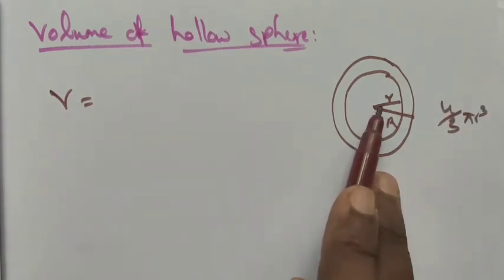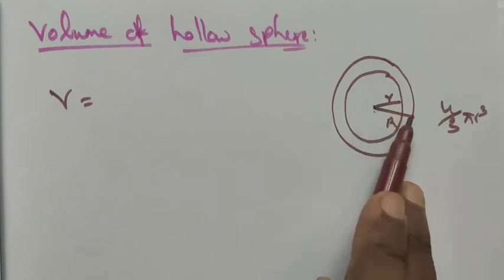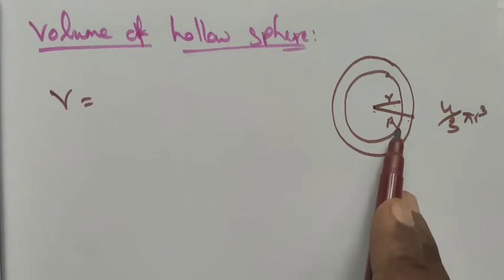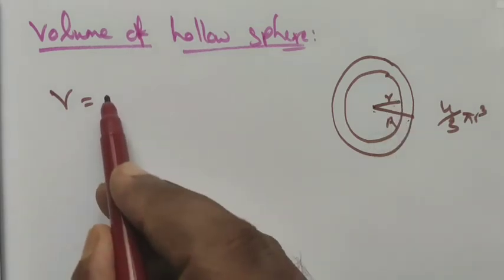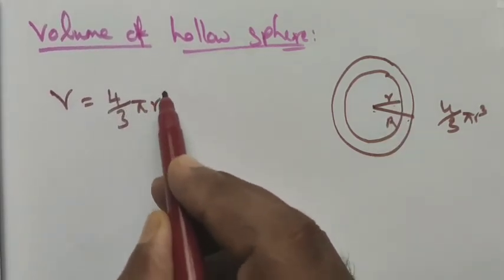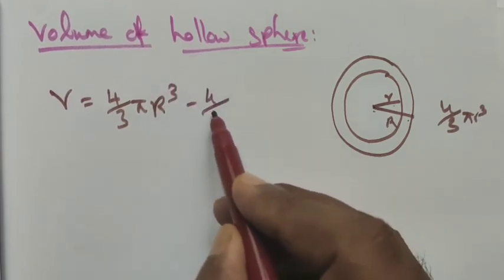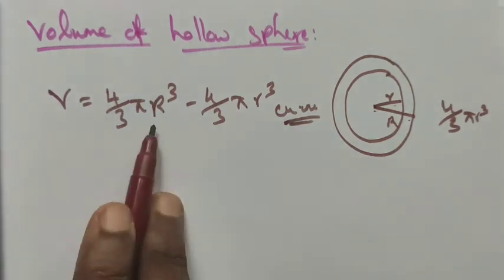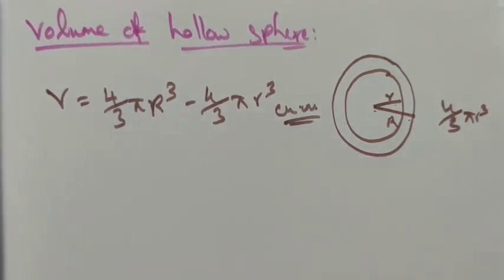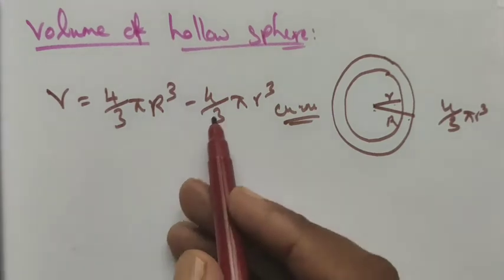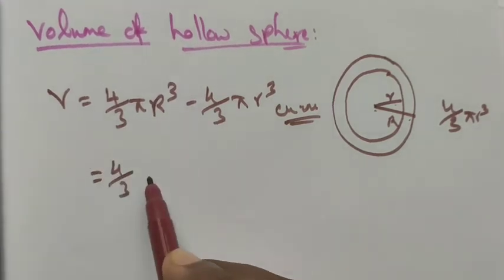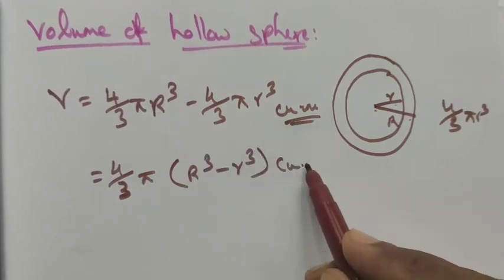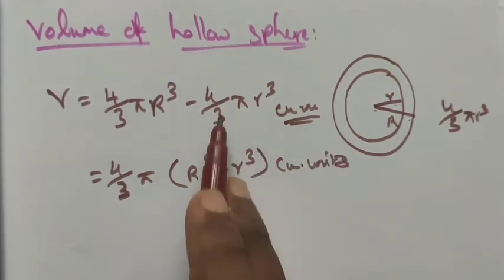So hollow means here we have the inner radius and the outer radius, two radii. So the volume of the outer radius minus the volume of the inner radius is 4 by 3 pi capital R cube minus 4 by 3 pi small r cube cubic units is the formula. Either we can take 4 by 3 pi out commonly, or we can leave it here itself. If you take 4 by 3 pi out commonly, R cube minus r cube cubic units is the volume of the hollow sphere.